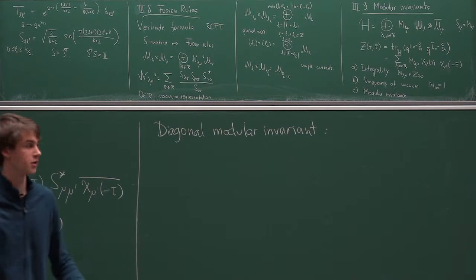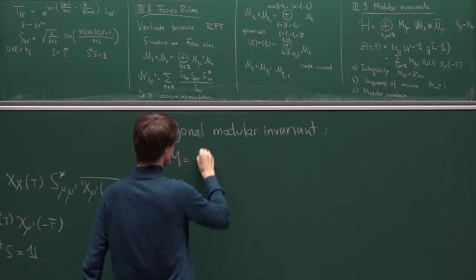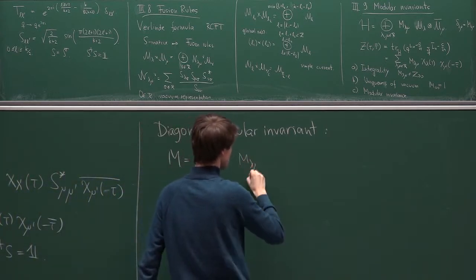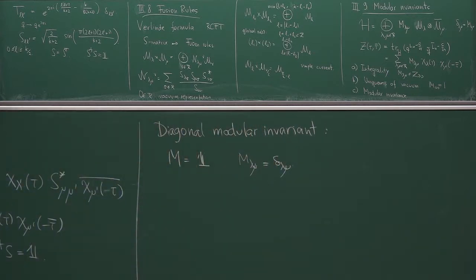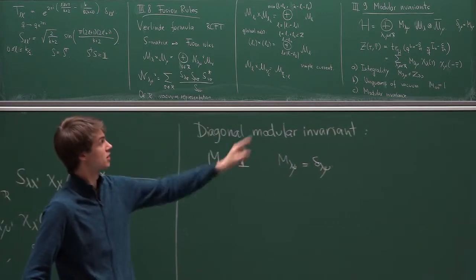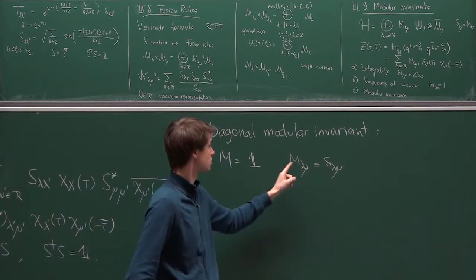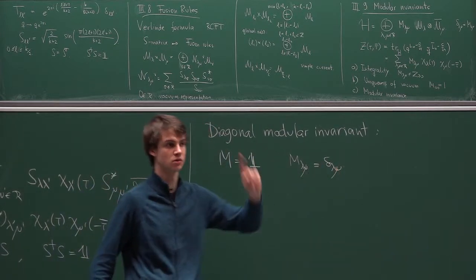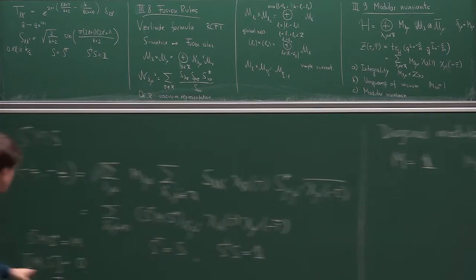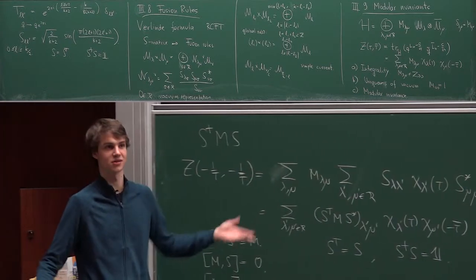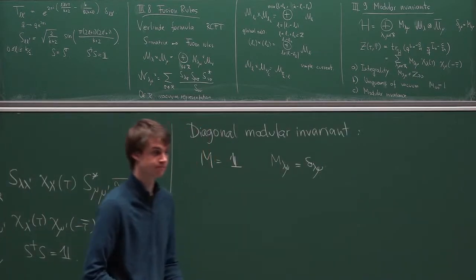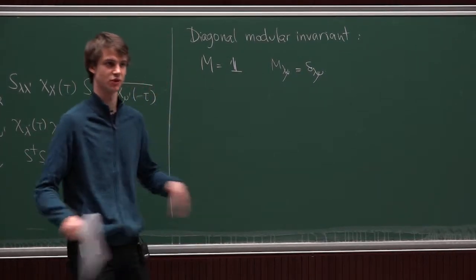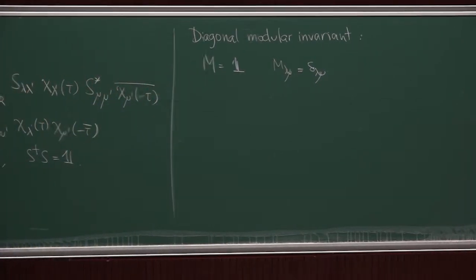So the diagonal modular invariant sets M to be the identity, or M lambda mu is delta lambda mu. First, everything is integral because it's 0 or 1. So A is check. B, the vacuum appears once because M 0,0 is delta 0,0 is 1. And third, trivially because it's the identity matrix, it commutes with S and T. So it's really trivial that this is a modular invariant. Okay, so this always exists for any theory. You can always write this.